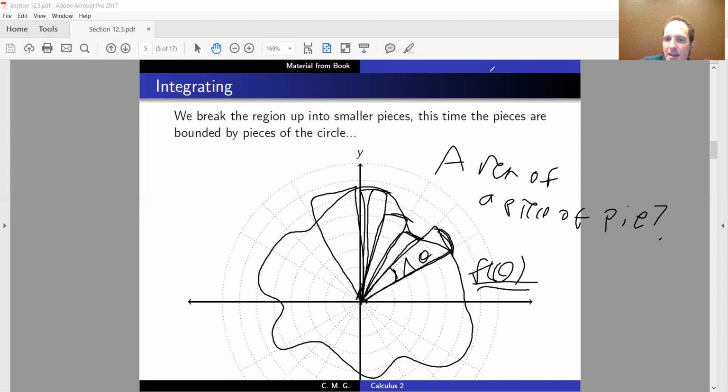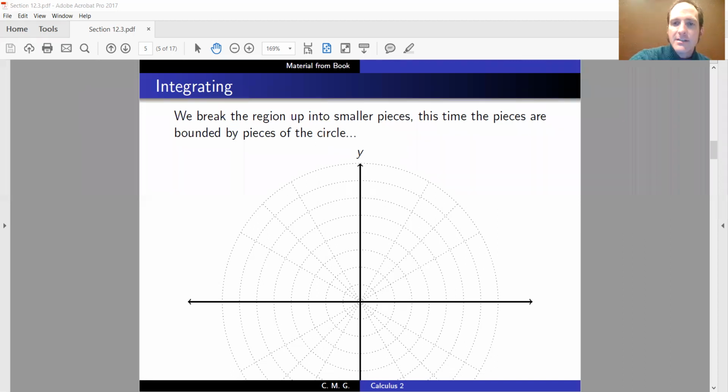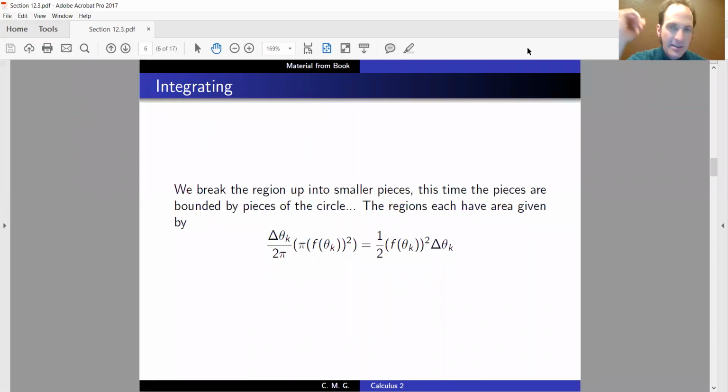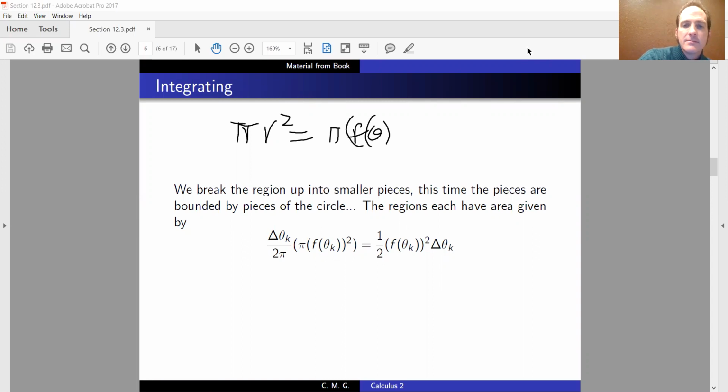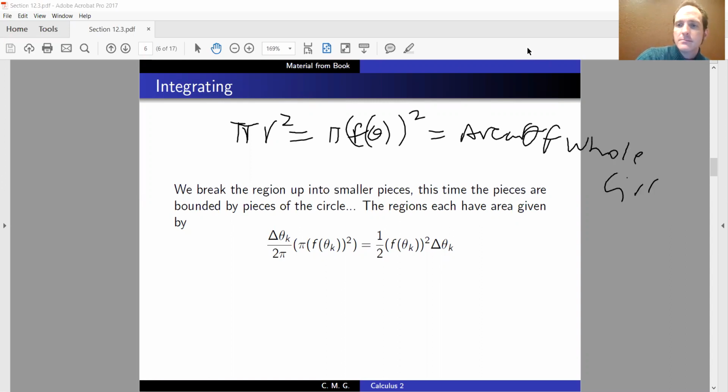And so what's the area of that piece of pie? Well, what we're going to do is use the area of a circle to find the area of that piece of pie. So the area of a circle is pi r squared. Oh, but r in our case is f of theta. And this is the area of the whole circle, centered at 0, 0, with radius f of theta.